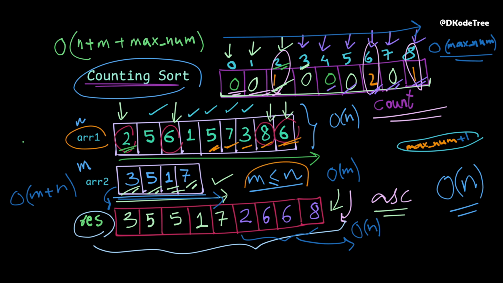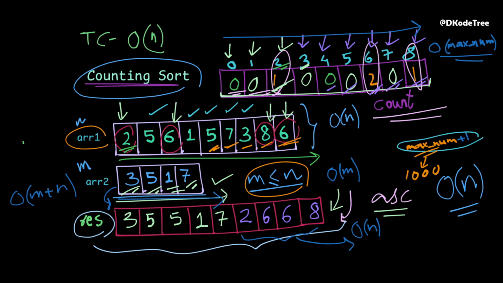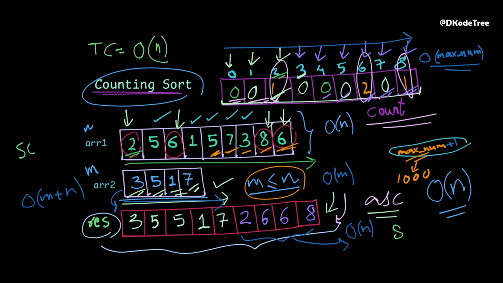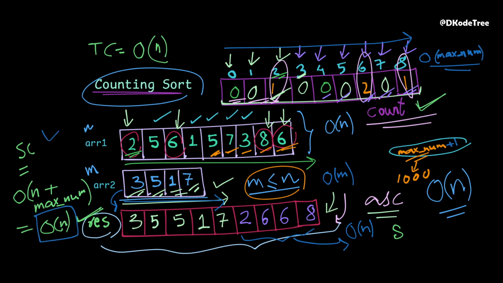And since m is less than or equal to n, it reduces to O of n plus max num. And because max num is bounded by 1000, it is effectively a constant. So the final time complexity simply becomes O of n. And in terms of space complexity, we only use the count array and the result array. So this gives us O of n plus max num, which again simplifies to just O of n. Now let's code this up.